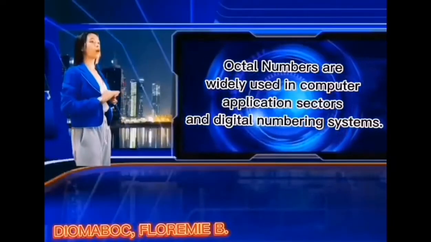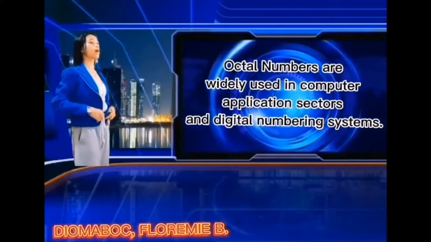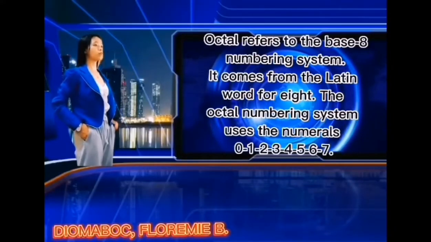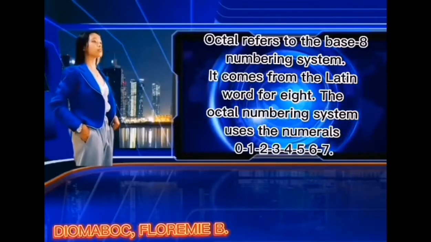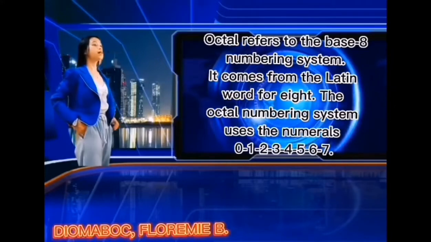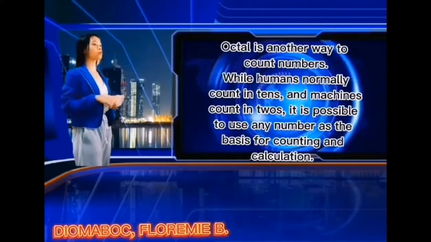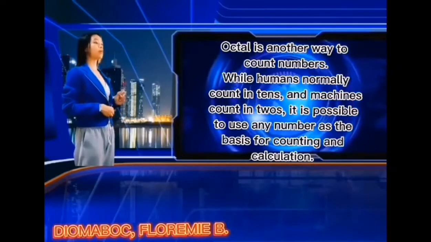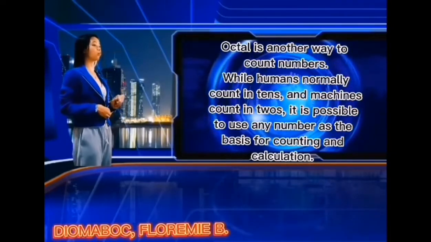Octal numbers are widely used in the computer application sector and digital numbering system. So octal refers to the base 8 numbering system. It comes from the Latin word for 8. The octal numbering system uses the numerals 0, 1, 2, 3, 4, 5, 6, and 7. So octal is another way to count numbers, while humans normally count in tens and machines count in 2. It is possible to use any number as the basis for counting and calculation.